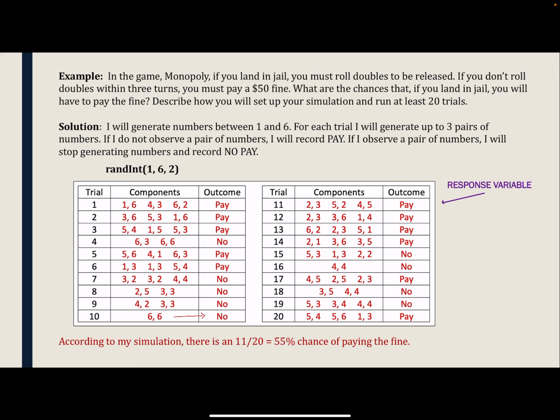But after we've got our table filled out, then we can get to the conclusion. Don't forget to say according to my simulation. So according to my simulation, there was 11 out of the 20 times where I had to pay the fine, which means for this simulation, there was a 55% chance of paying the fine. Again, you might run the exact same simulation, exactly the same way, and get a slightly different percent here.